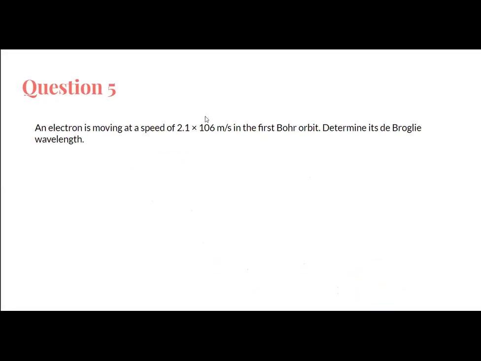Okay. Oh boy, I don't like the formatting here. It should be 10 to the 6. It's in the first Bohr orbit, which determines the de Broglie wavelength. It's heavily implied here, but the fact that you're told that it's in the first Bohr orbit tells you two things: that it's bound to a hydrogen nucleus, and also the word first implies that it's in the ground state.